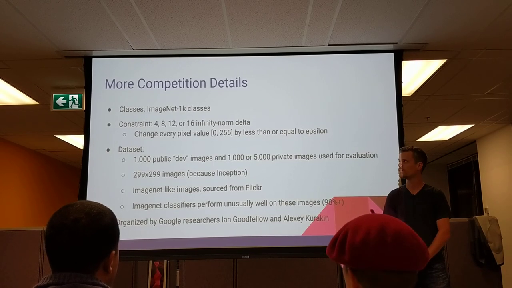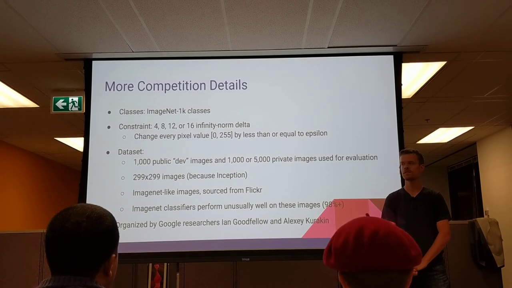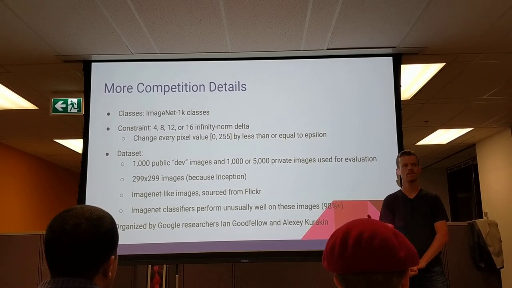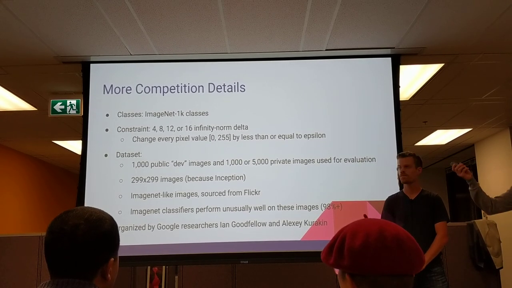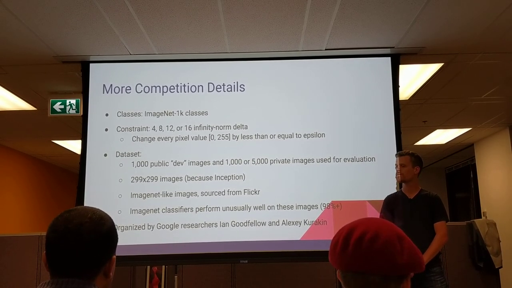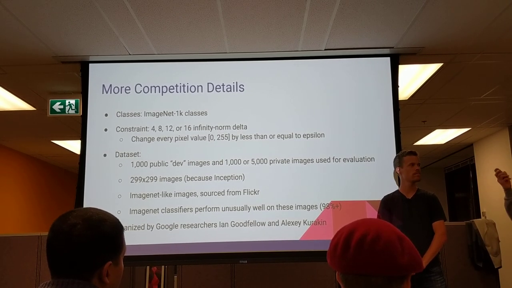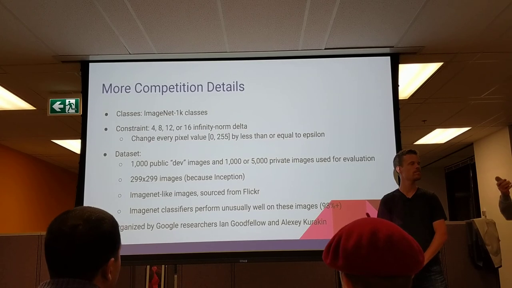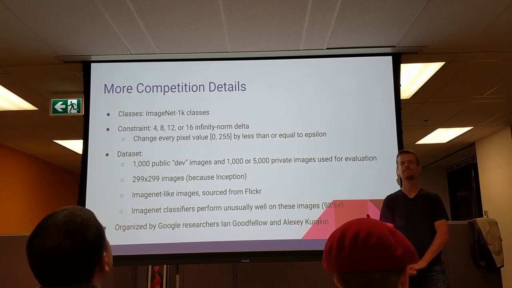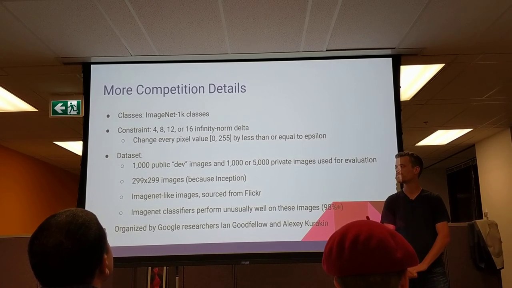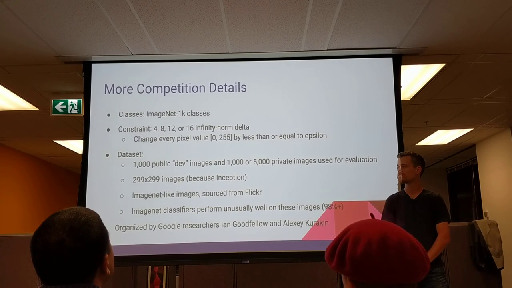We all worked with 1,000 public dev images that were used for the first rounds, and we all had access to download those for developing our models. The ones used for private testing for the leaderboard, we had no access to. It would have been nice to know what they were, because the 5,000 used in the final round behaved a little differently than we expected. We don't really know why, but we're guessing it came from a different set of sources. The description is a bit different.